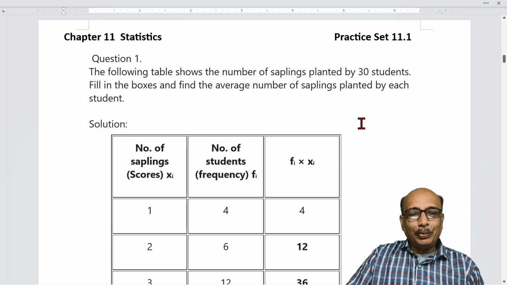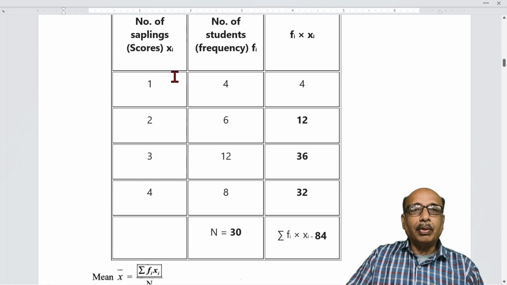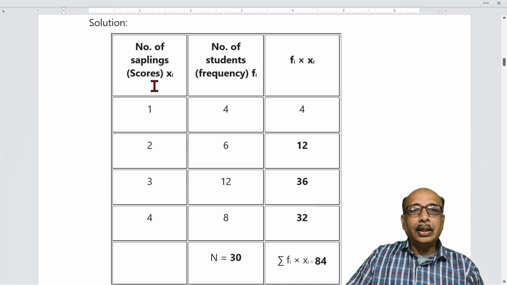Today in this video we are going to see practice set 11.1. First question. The following table shows the number of saplings planted by 30 students. Fill in the boxes and find the average number of saplings planted by each student. Here number of saplings is given as scores xi.